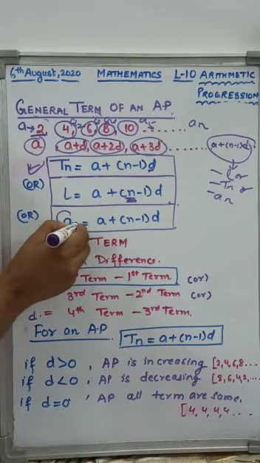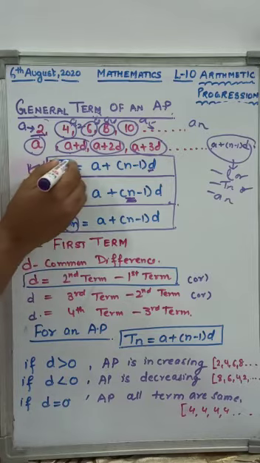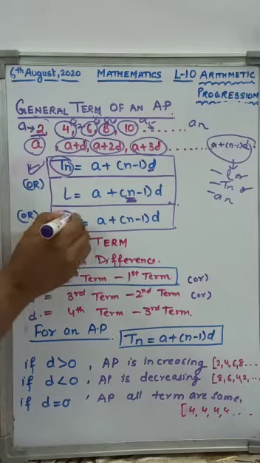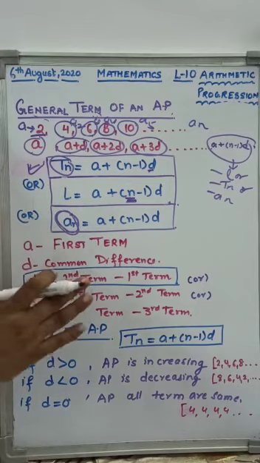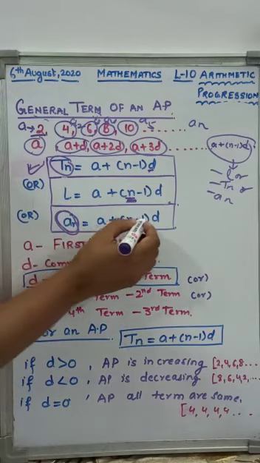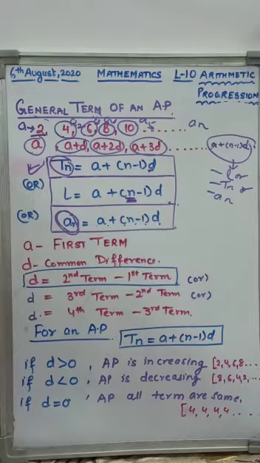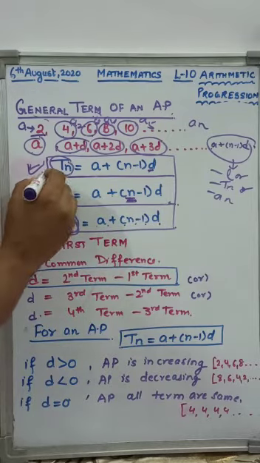Now an meaning is same. In some books it is written Tn, in some books it is written an. So don't get confused. All three symbols' meaning is same. That is a plus n minus 1 into d. That means you are finding out n term.